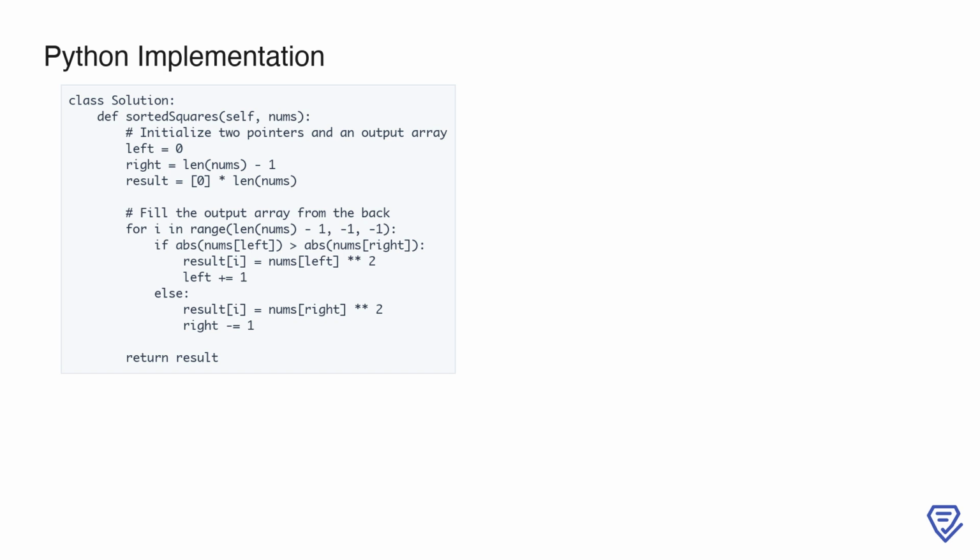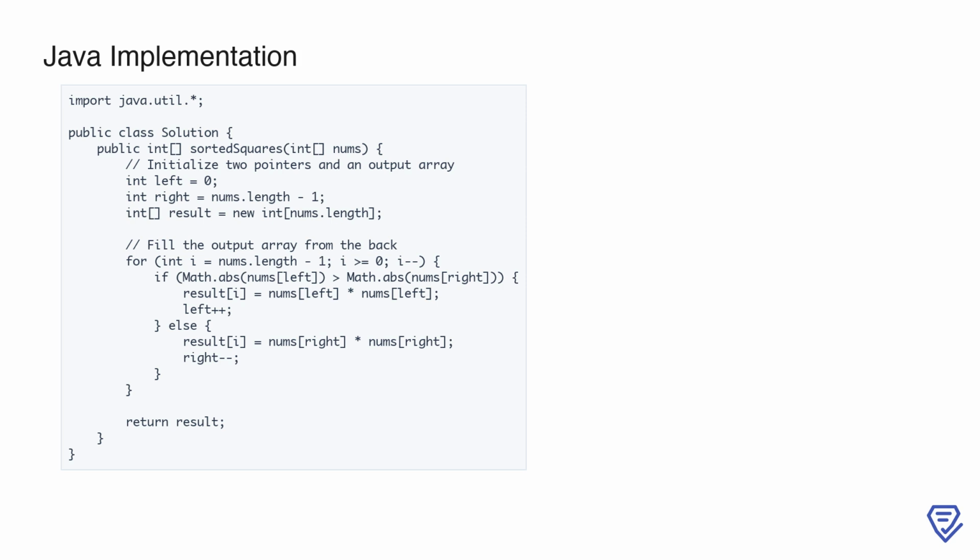Additionally, the two-pointer method takes full advantage of the fact that the input array is already sorted, which simplifies the logic significantly. This is the Java implementation of LeetCode problem number 977, squares of a sorted array. The logic mirrors the given Python solution, using two pointers to iterate from both ends of the array and filling the result array from the back. Key differences include explicit type declarations for variables, the use of the Math.abs function for absolute values, and Java's array handling. The implementation ensures optimal performance with O(n) time complexity.